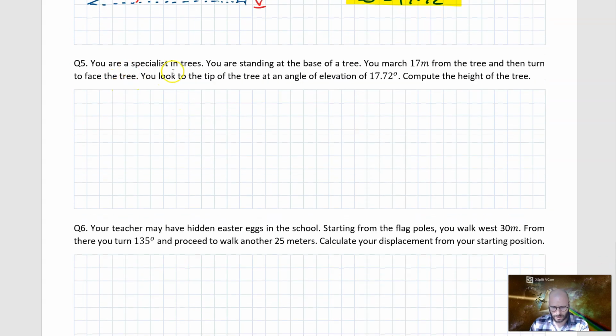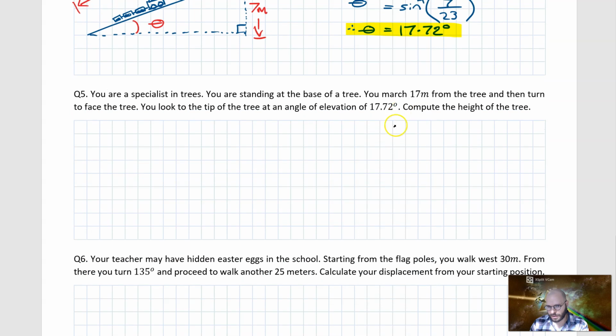Now the next part: you are a specialist in trees. You are standing at the base of a tree. You march 17 meters from the tree and then turn to face the tree. You look at the tip of the tree at an angle of elevation of 17.72 degrees. Compute the height of the tree.